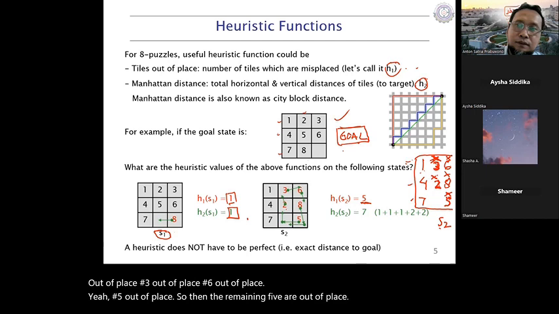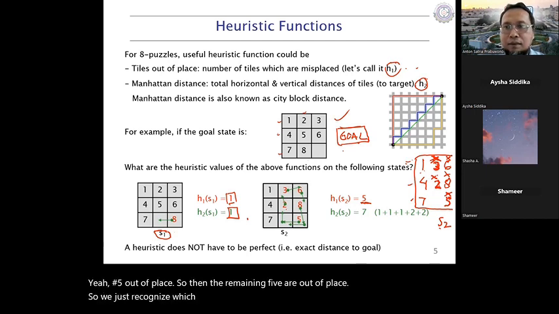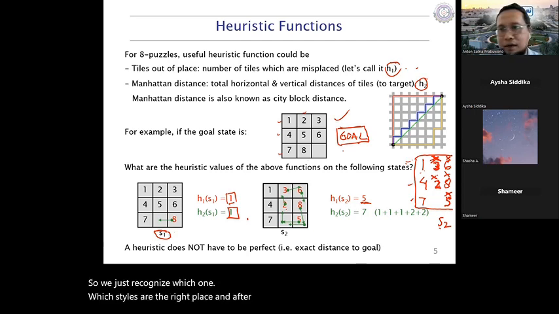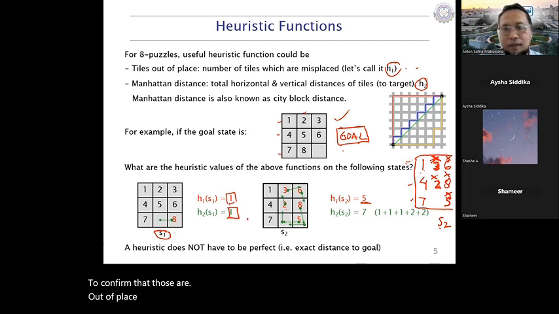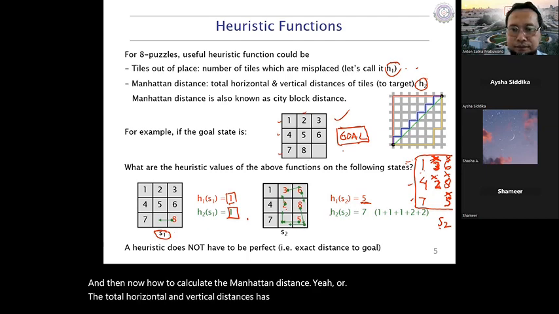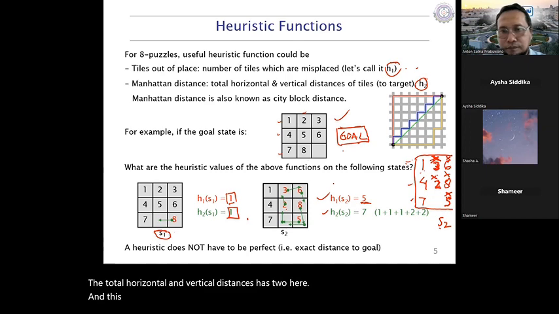So we just recognize which tiles are in the right place, and after that, for the remaining tiles we count to confirm that they are out of place. All right. And now, how to calculate the Manhattan distance, or the total horizontal and vertical distances, H2 here. This is H1, tiles out of place, and the second one is H2, or Manhattan distance.